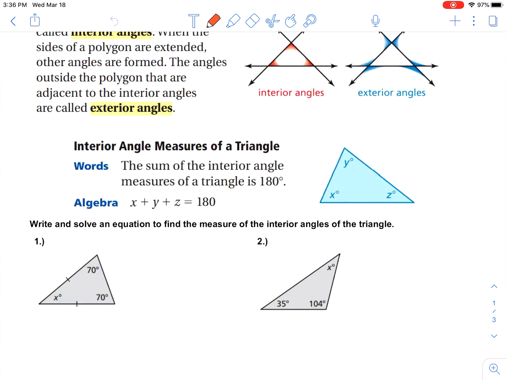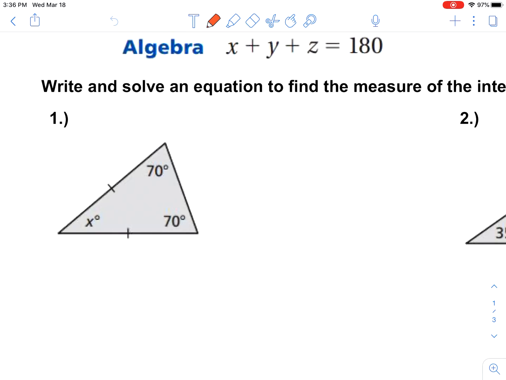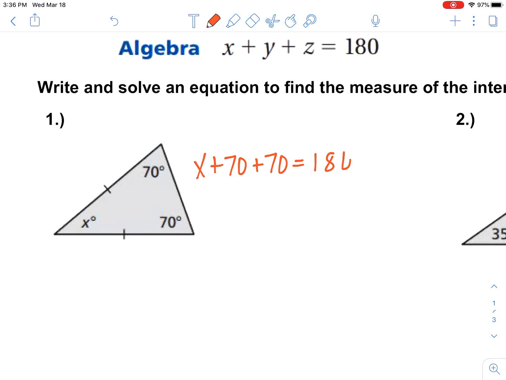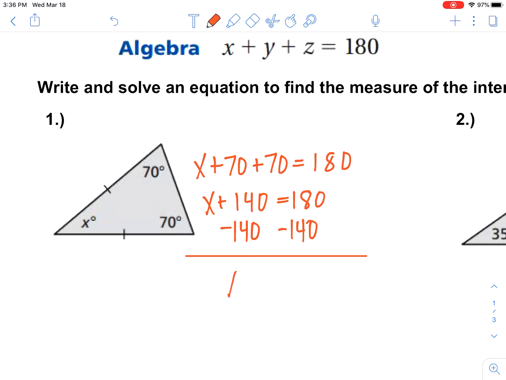All of these should be written as algebra equations. So this first one, we would add our three angles together, set everything equal to 180 degrees, combine those like terms, so our whole number terms, and then solve for x. These should be very familiar to everybody, x value of 40 degrees.